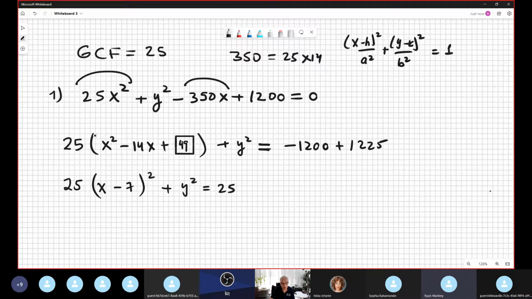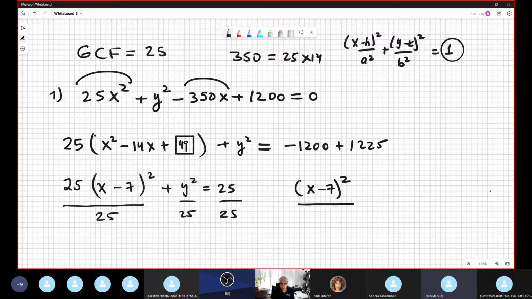Almost finished. Now finally, remember in the standard equation we need right hand side 1, so you divide everything by 25. Therefore we have (x minus 7) squared over 1, because 25 divided by 25 is 1. If you want, you put a 1 or not, either way. Plus y squared over 25.